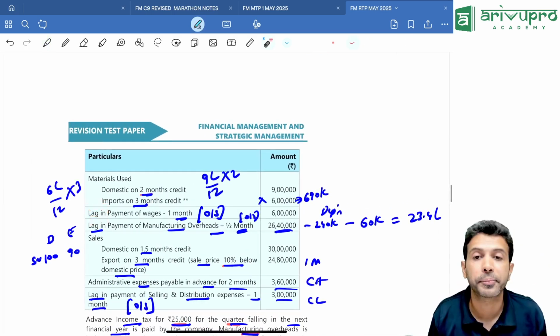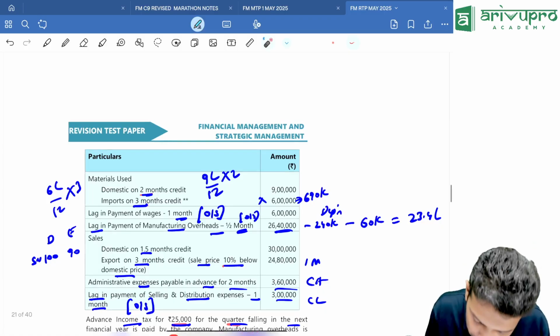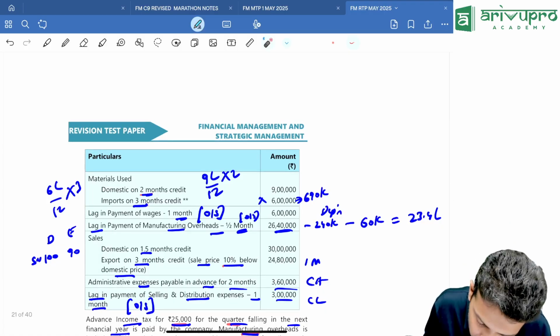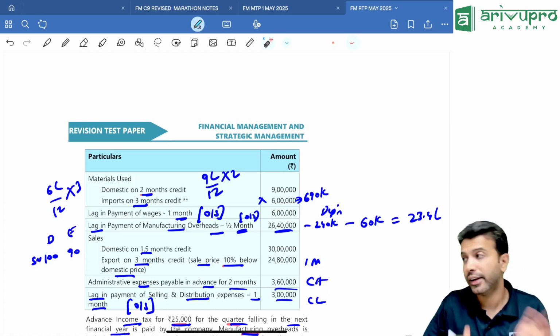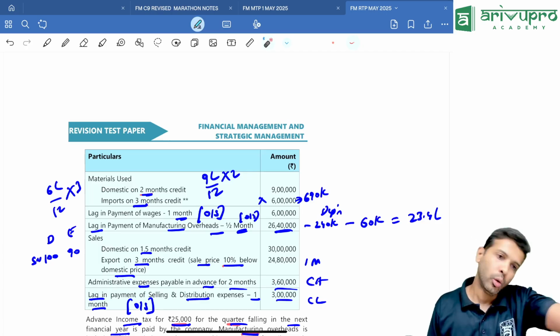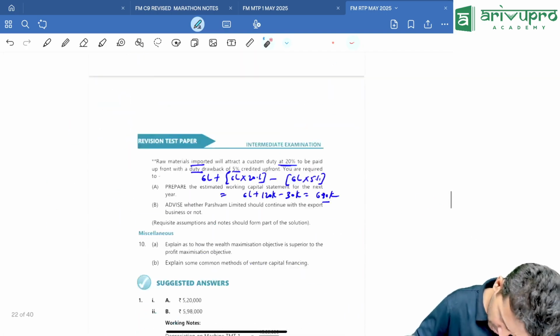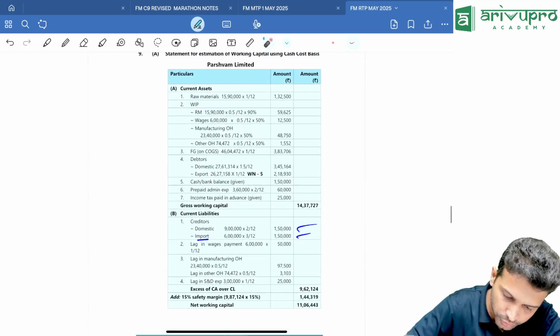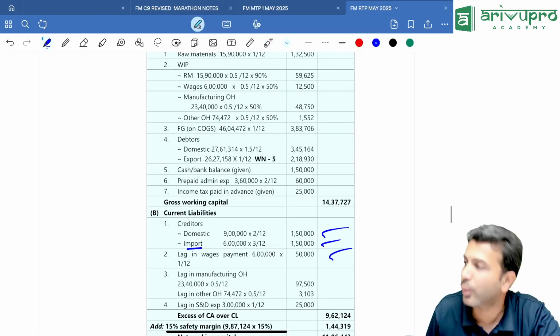Lag means what, sir? Outstanding. How many months lag? 1 month. So what is the total wages cost? 6 lakh. Entire 6 lakh is outstanding or 1 month? So how do you calculate? 6 lakh into 1 by 12. How much is that? 50,000. So 50,000 is your outstanding wages.